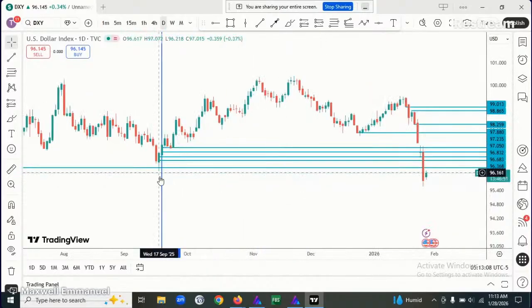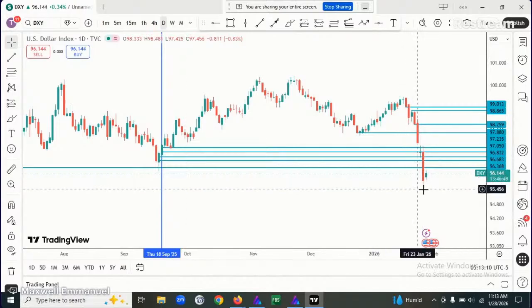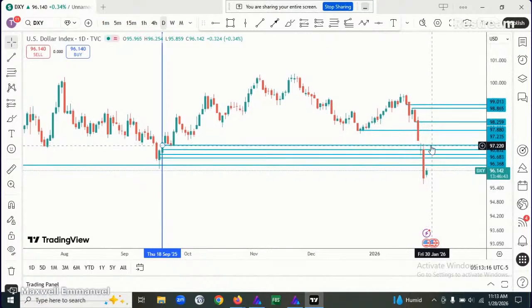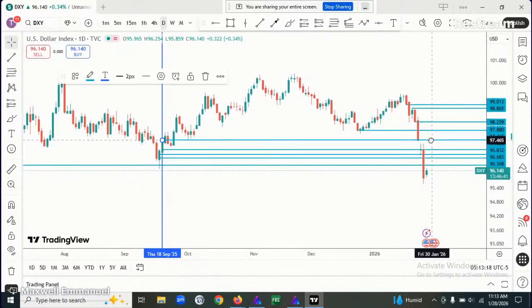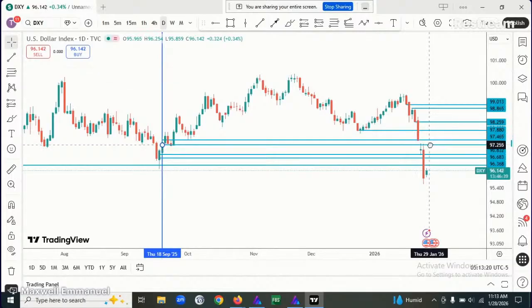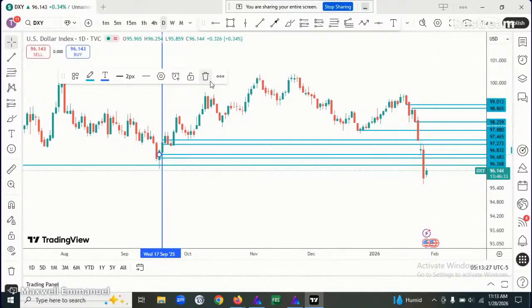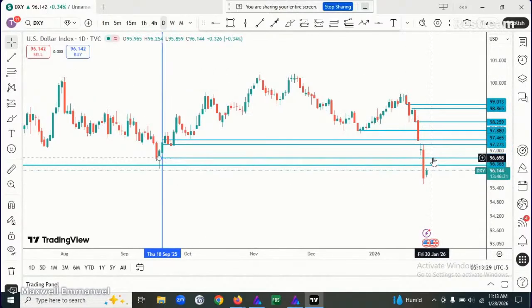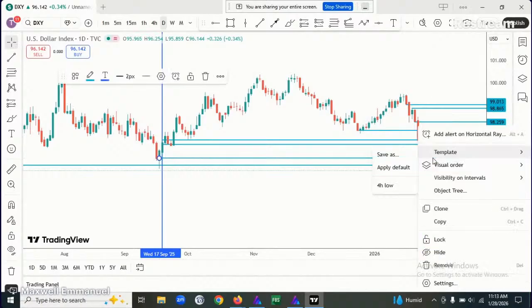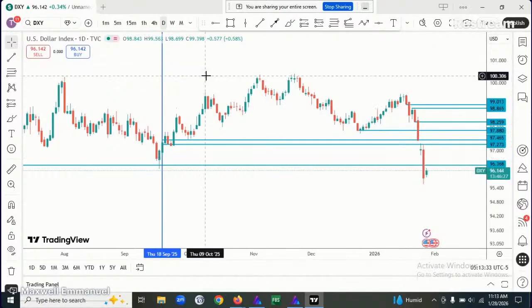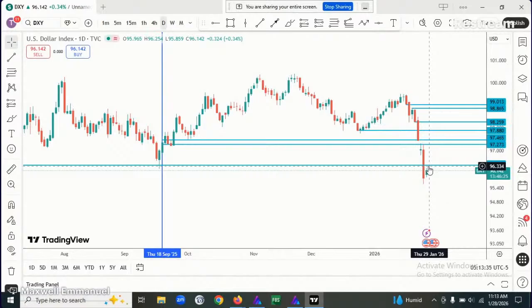So after sweeping internal range liquidity, I would love to see price pull back to an internal range liquidity. So I would love to see dollar index pull back to fill this fair value gap. Okay, that's my expectation on dollar index. It has swept external range liquidity. It should pull back to fill an internal range liquidity.